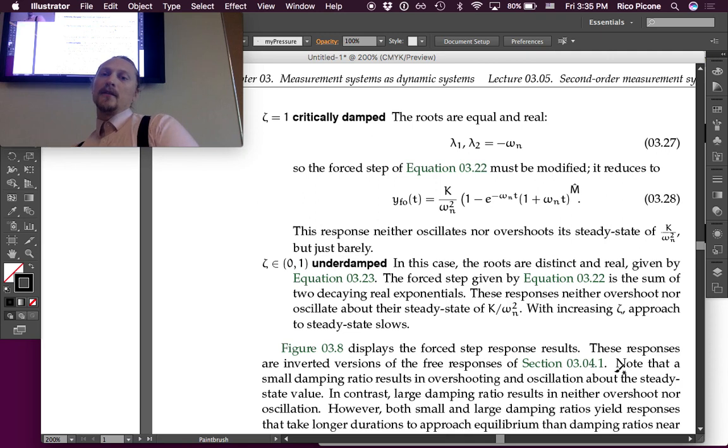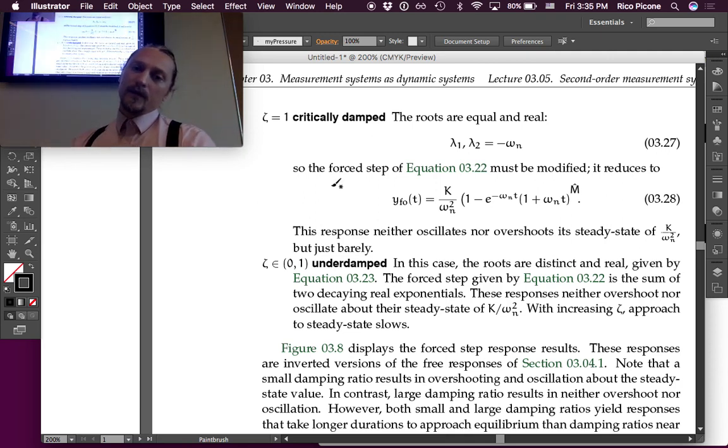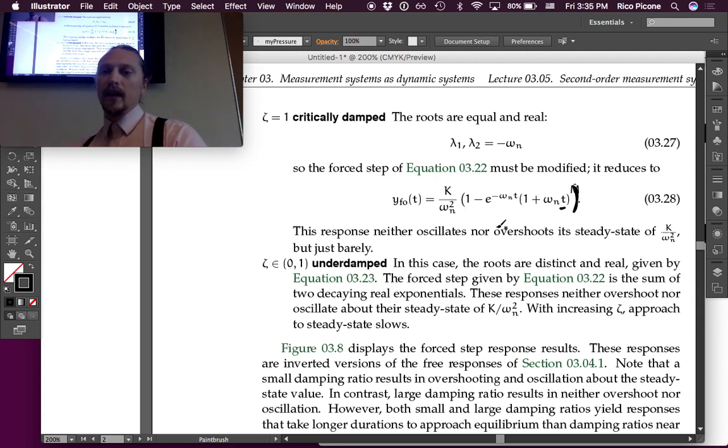Critically damped happens when the roots are equal and real. So the forced step must be modified with this extra t value in there, so that's where this t comes from. But once again, pretty much what we saw for the free response. This response neither oscillates nor overshoots, but just barely, right? Just like in the initial condition case.